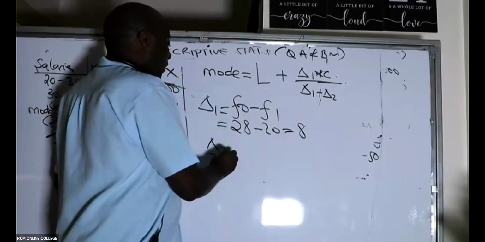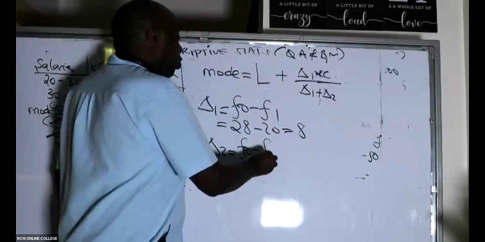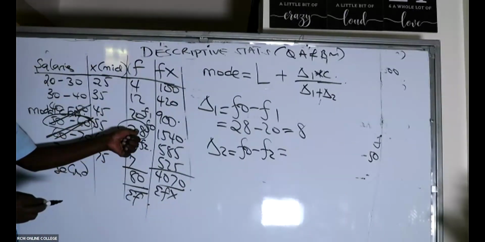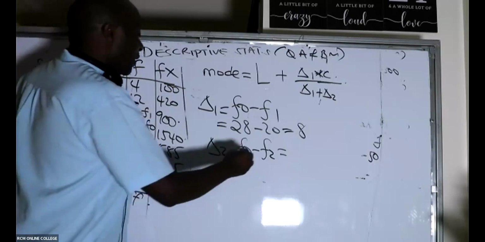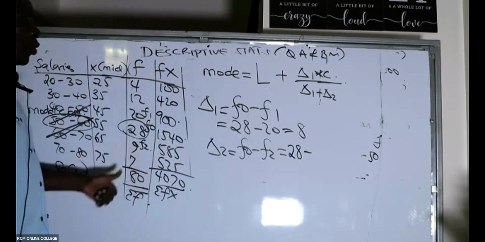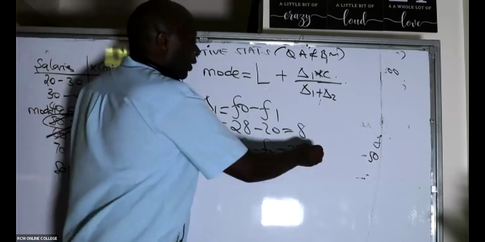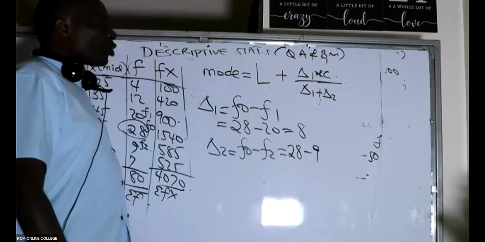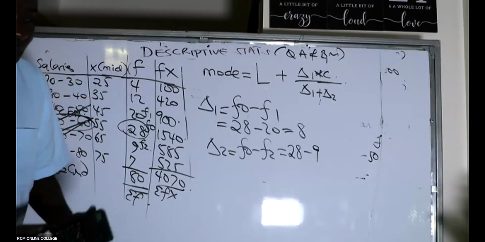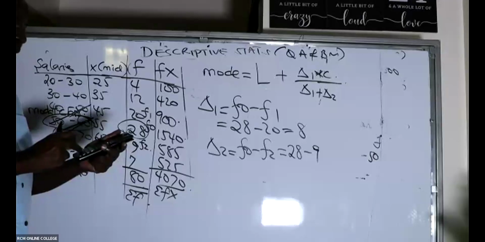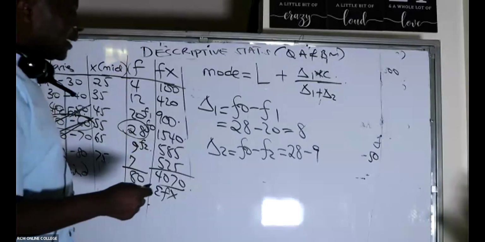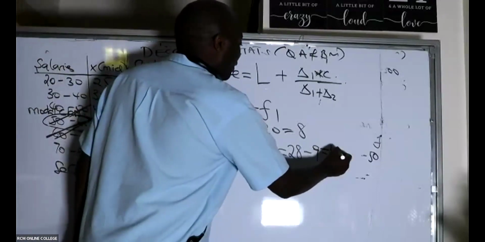And then we have delta 2. Delta 2 is F0 minus F2. The same F0, which is 28, minus F2, which is 9. So what is 28 minus 9? Always rely on your calculators as accountants. We must always use our machines, however petty a figure may look. So this gives me 19. Delta 2 is 19.